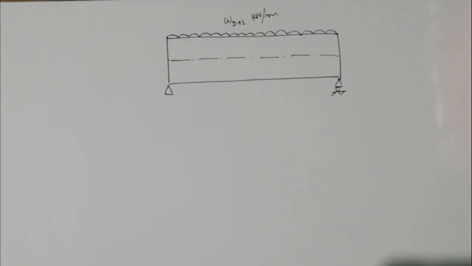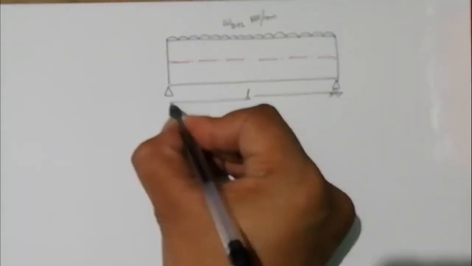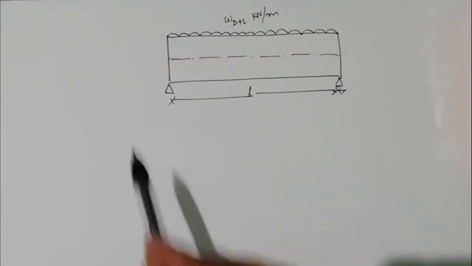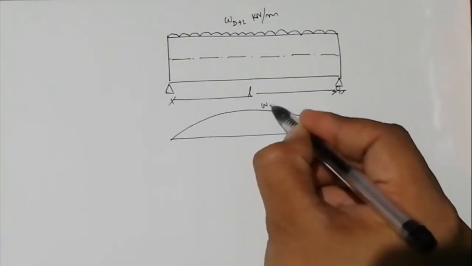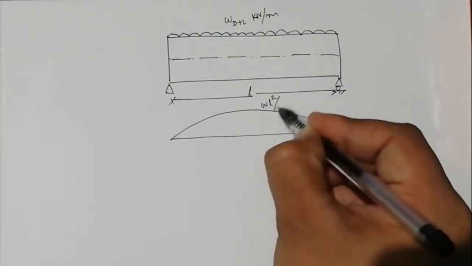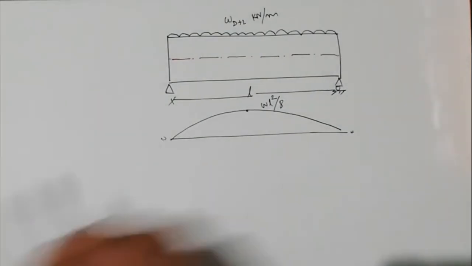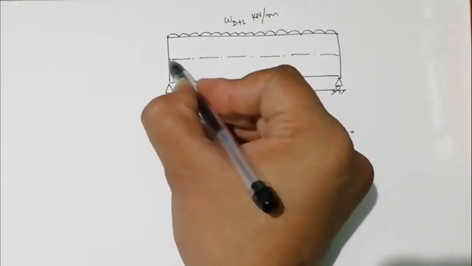Now, when a beam is supporting a uniformly distributed load throughout its span, say the span is of L meter, then it is advisable to provide a parabolic cable profile. Why? Because the bending moment diagram for this will be parabolic, having a maximum bending moment value of WL square by 8 at the mid span. So it is advisable to provide a parabolic tendon as shown.